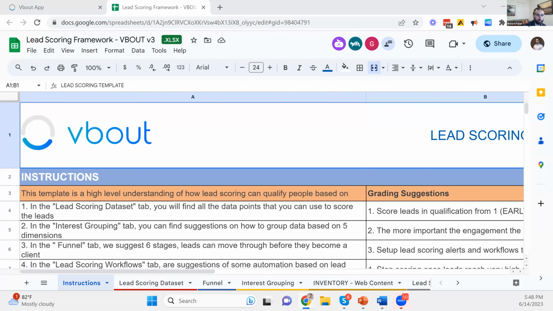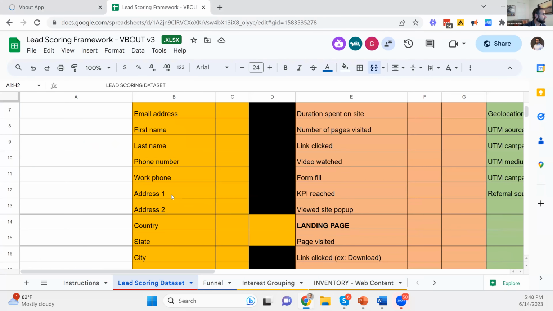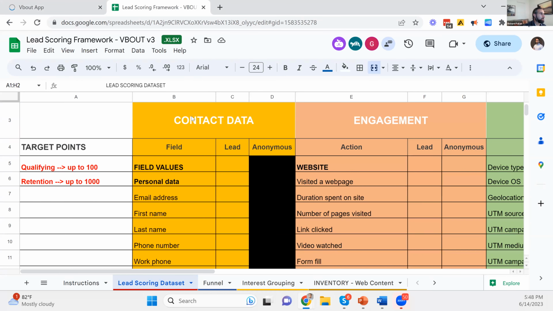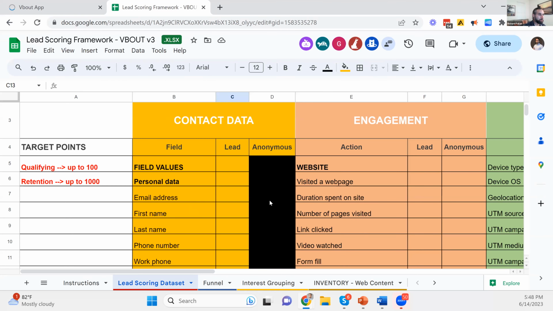But you'll see on the bottom, I have the different tabs. So what are the data sets? You can literally just say, okay, the contact data that I collect are these, and these are the things that I'm going to score them based on that data. Anything that's black here is blocked off because they're anonymous. Then you have the engagement data. This is the implicit, visiting pages and doing things. And I have what I call the general filters. You can combine these with engagement. So this is like device type, UTM, source, that kind of thing.